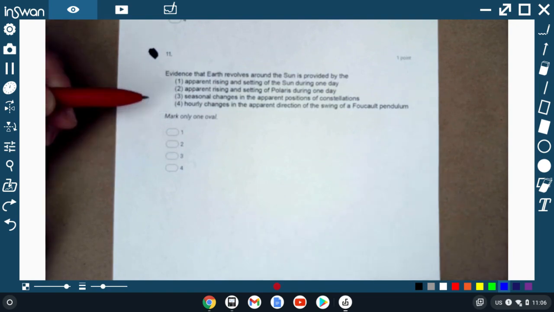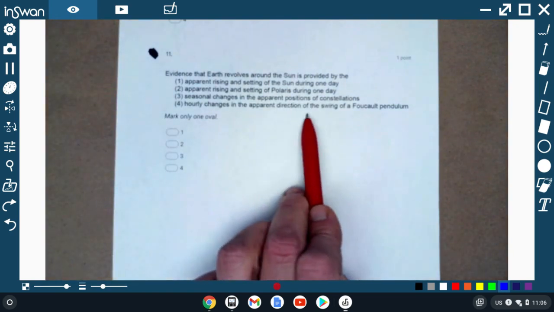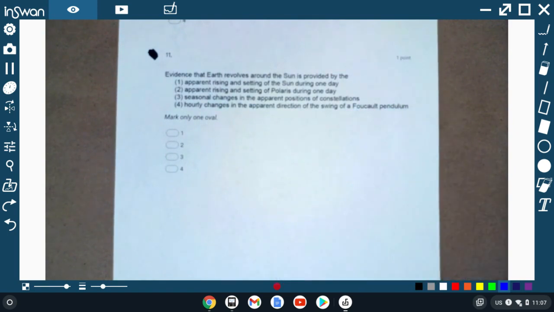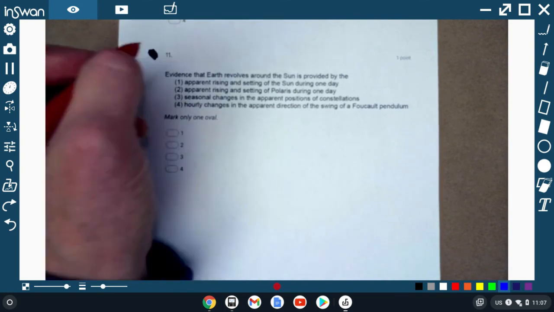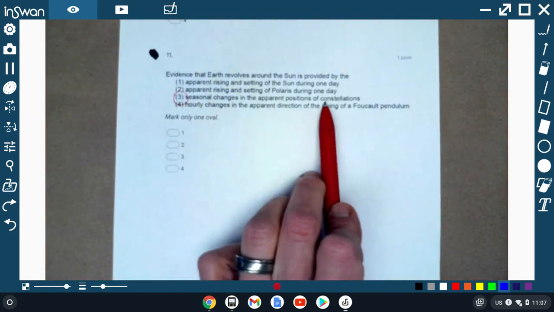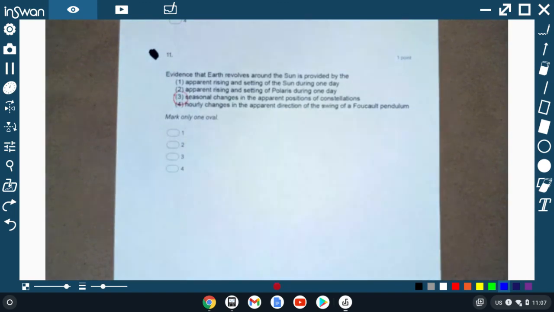Number 4, hourly changes in the apparent direction of the swing of the Foucault pendulum. Remember, we said Foucault pendulum was because of rotation. So number 3 is our correct answer. And again, we're not going to see the same stars throughout the year because at nighttime, we're going to be looking out to different places in the solar system and the universe as well, because we're moving around the sun. So number 11, that's going to be 3.